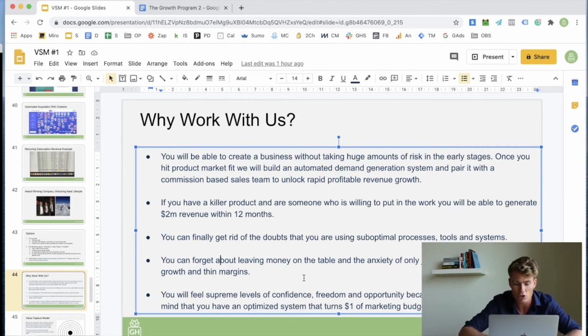At the end of this, you'll have supreme levels of confidence, freedom, and opportunities just falling on your lap because you'll have peace of mind that you've got an optimized system that can turn $1 of marketing budget into $5 of revenue. And this doesn't just come, guys, from having some trickery kind of magic sauce within your Facebook ads, okay? That is not what this is about. This is about a full system.